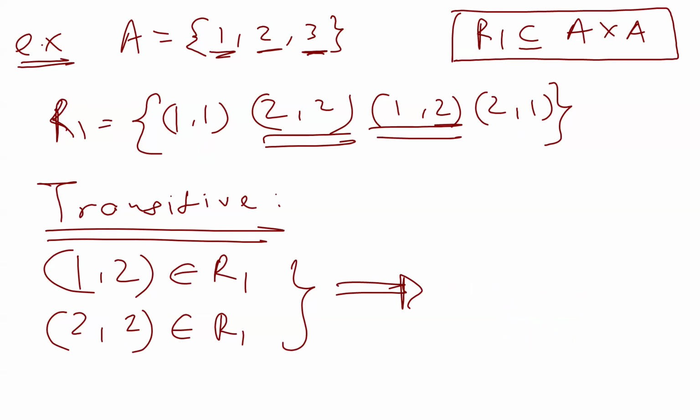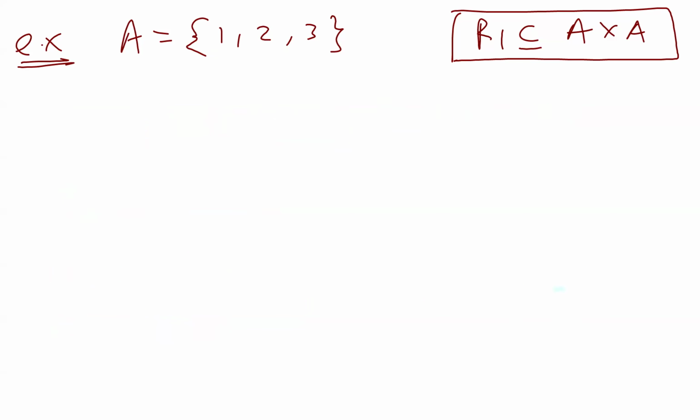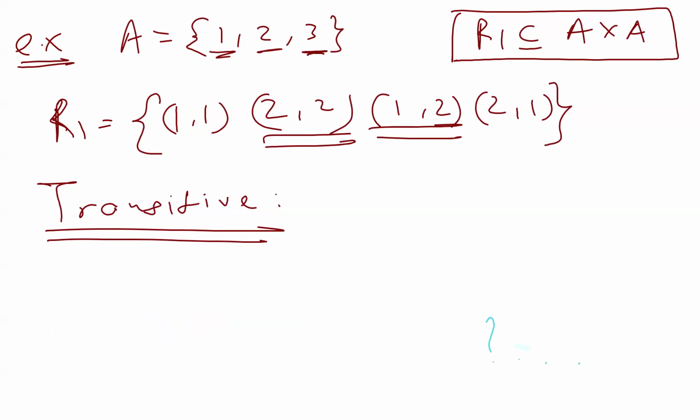A comma B, B comma C. This implies what? 1 comma 2 should also belong to R1. A comma C. Does this belong to R1? Yes. Okay. So these examples are just for understanding. We cannot explain each and every example. This was just for your understanding.